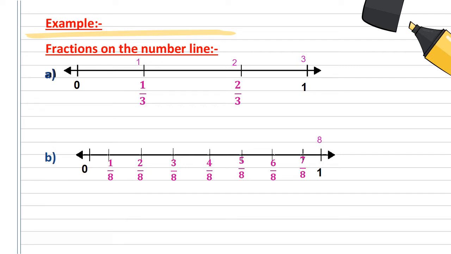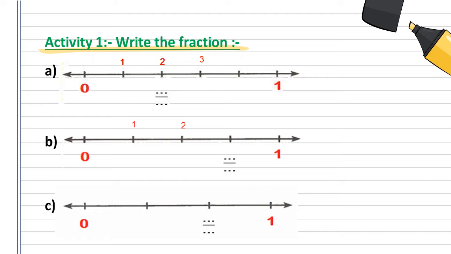Let's answer a question to understand this. Look here to activity number 1. How can I write the fraction here? Let's count the points from 0 to 1 at first. 1, 2, 3, 4, and 5. So my denominator will be what? Will be 5. Excellent. Then what is my numerator according to the point? Here is 2 over 5.